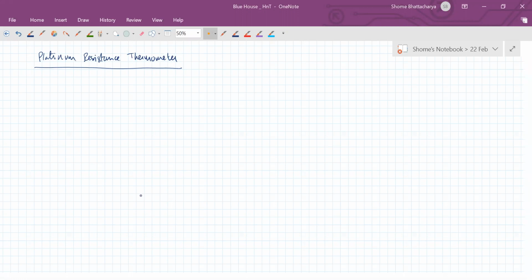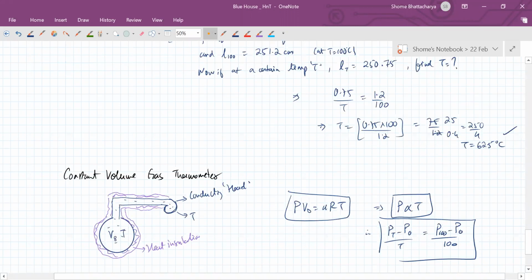Yeah, so Shikhar, what is happening is that in this container, we have a constant volume of gas V naught, and most of the part of the container is heat insulated. So heat cannot come in or go out from these walls. But the head of the container over here is made of conducting material. So whichever body's temperature we want to measure, we place it against this conducting head. So the gas inside is at the same temperature as that body.